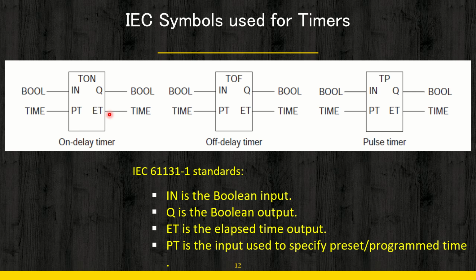You can see this elapsed time increase like this: 0, 1, 2, 3, 4 till 100. Once it reaches 100, that means the timing operation is done. So this is the IEC 61131 standard that gives this nomenclature.